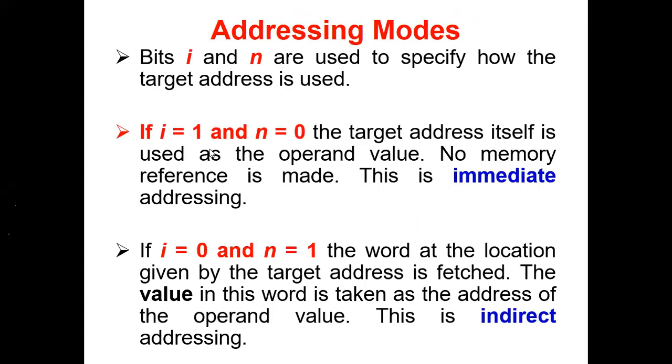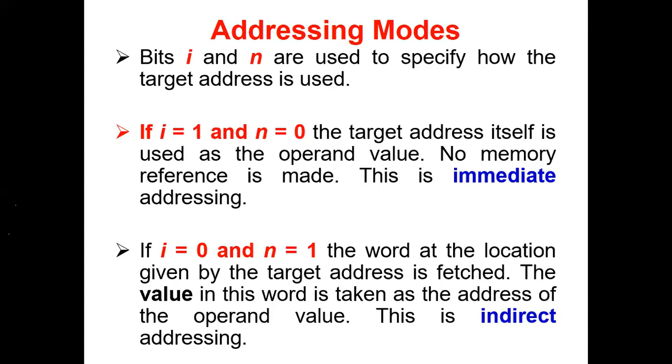Here we have the bits. If I is a one and N is a zero, we call that immediate addressing. It is good that you note even those flags. I means immediate. So when I is one and N is zero, that is immediate addressing. With immediate addressing, the operand we need is the address, not the contents of the address.